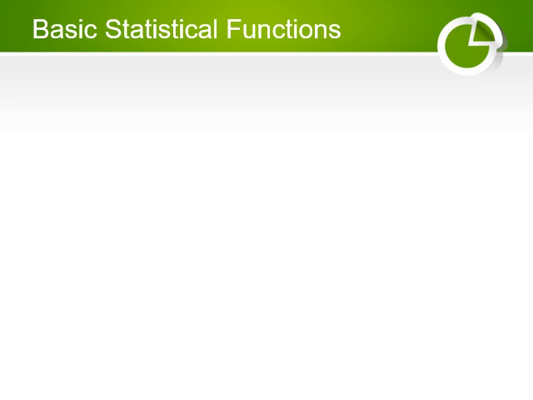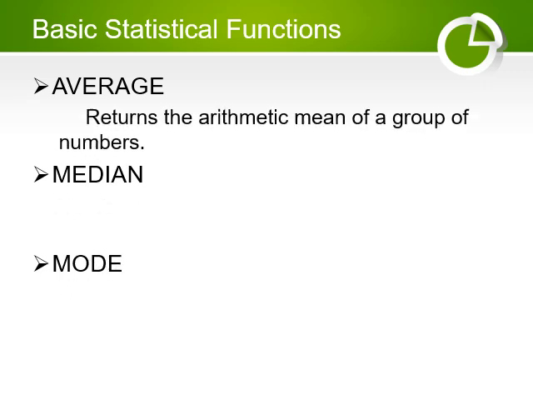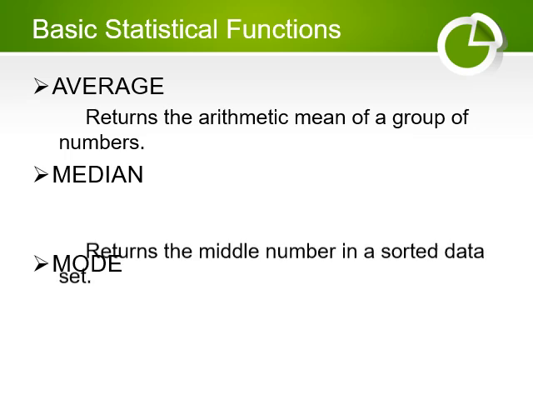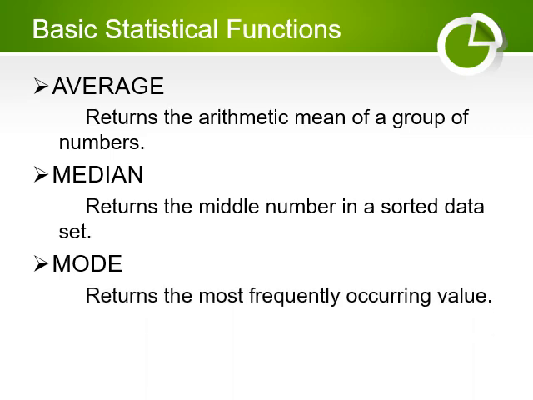So there are some basic statistical functions in Excel because Excel provides several built-in functions to perform basic statistical analysis. We have the average, the median, the mode. Average returns the arithmetic mean showing the typical score. Median returns the middle number in a sorted dataset. And then the mode returns the most frequently occurring number.